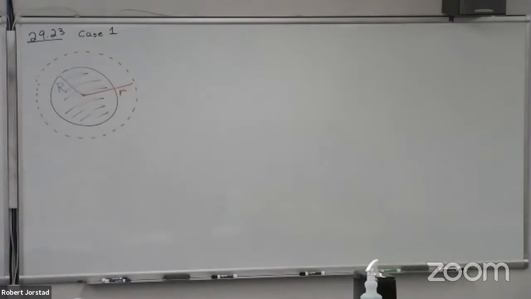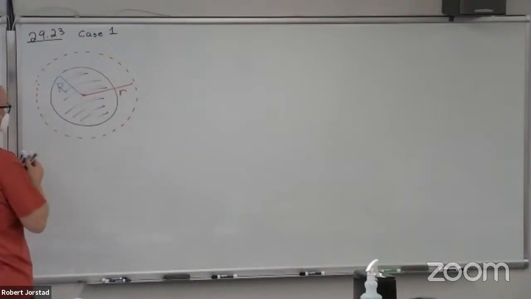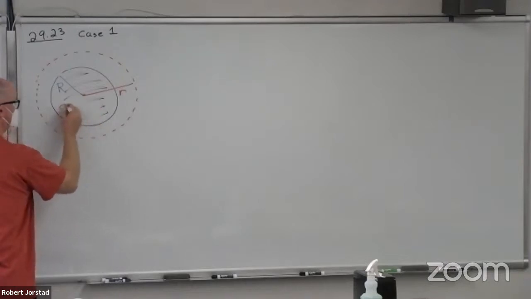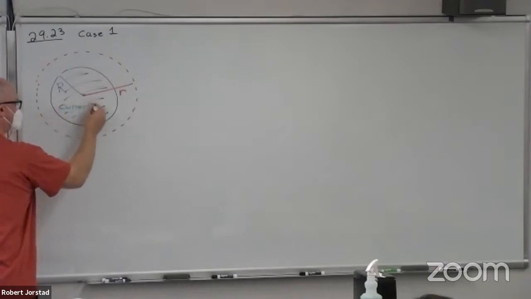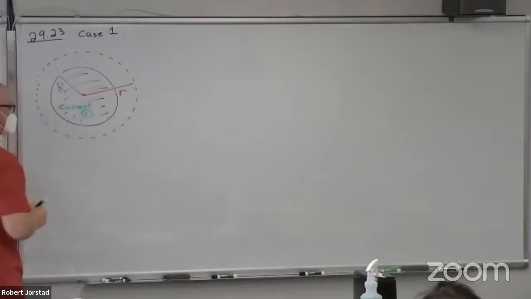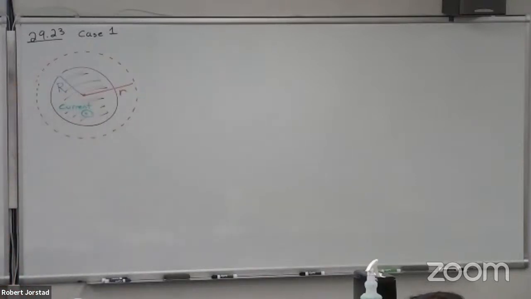Okay, we've got our Amperian loop. Just maybe follow along for a split second. We're not going to do this every time. Just watch what I do here for a sec, everybody. The current in this wire, we are told the current is running out of the page.